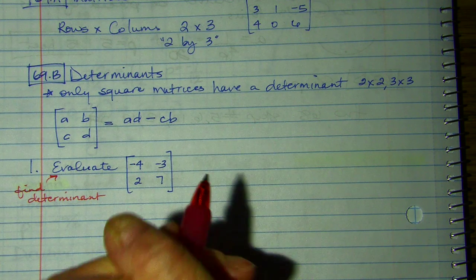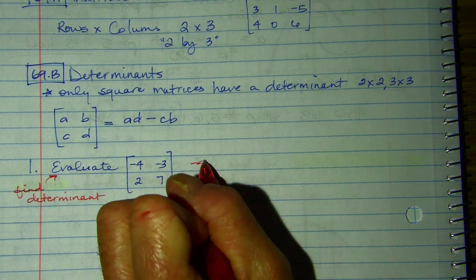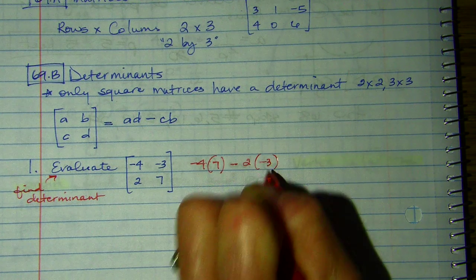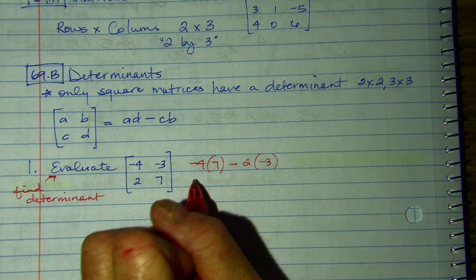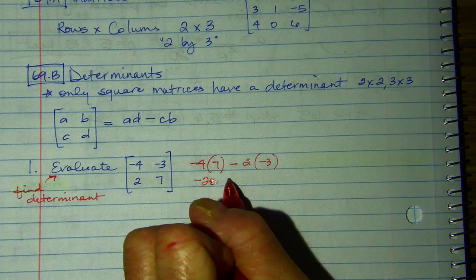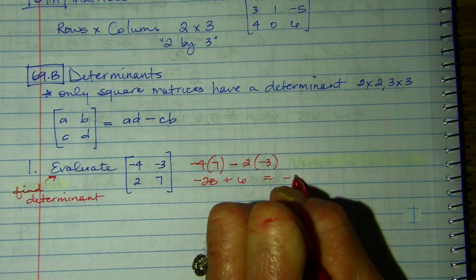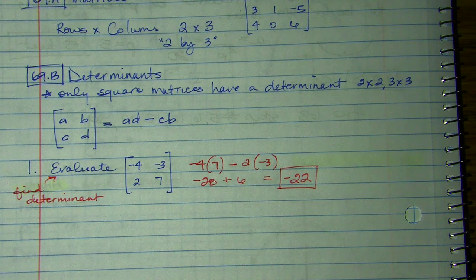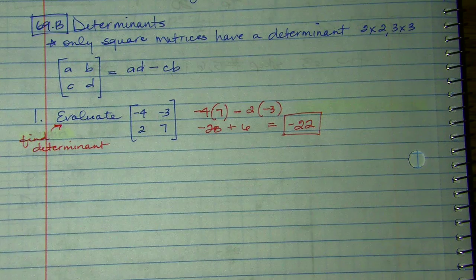So for the matrix with -4, -3, 2, 7, it would be -4 times 7 minus 2 times -3. So in this case, I would get -28 plus 6. So my answer is -22. Really simple. Okay. Next one.